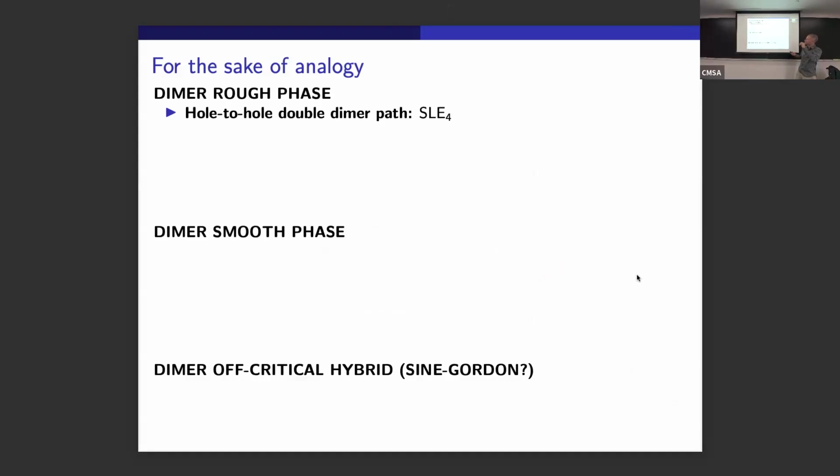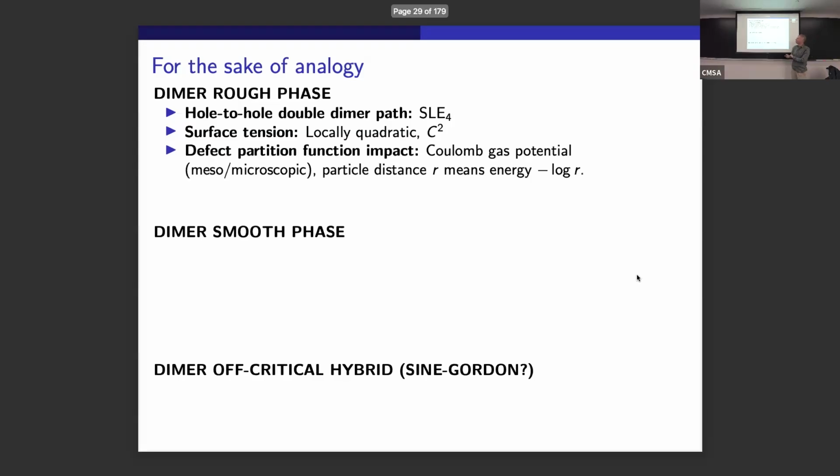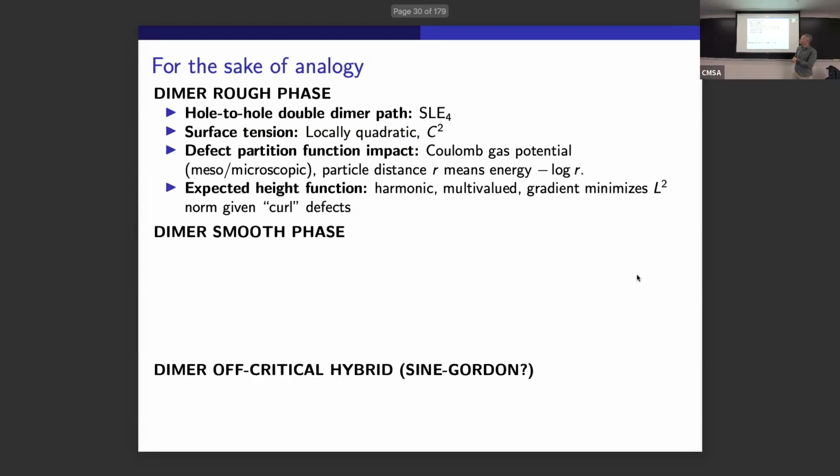The whole path is supposed to look like a fractal curve, SLE4. There's something called a surface tension, which is locally quadratic. That's the price you pay if you want to have, there's a height function for these surface models. If you want to put that in a different slope, you pay a price depending on the slope. And you can ask, as you put in these defects, how does it decay? And here it's going to be, the energy is like minus log of the distance. And you'll have an expected height function that is going to be harmonic. So you have all these nice things that behave related to the Gaussian free field.